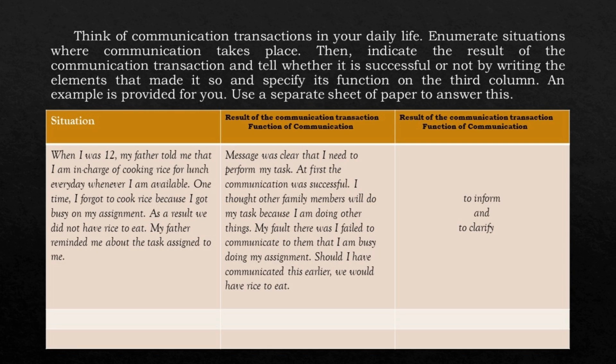Think of communication transactions in your daily life. Enumerate situations where communication takes place. Then, indicate the result of the communication transaction and tell whether it is successful or not by writing the elements that made it so, and specify its function in the third column. An example is provided for you. Use a separate sheet of paper to answer this.